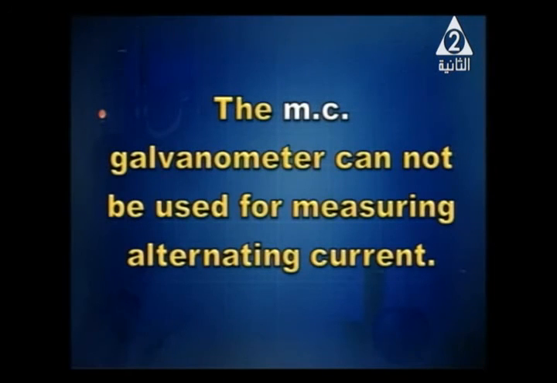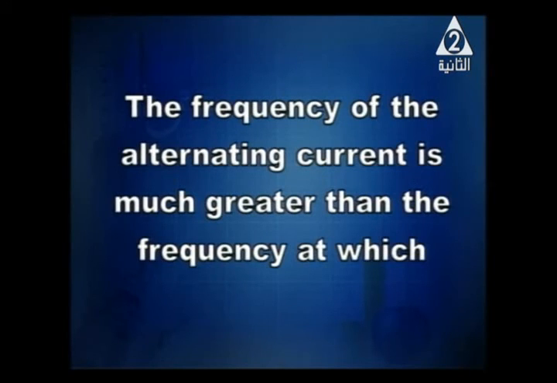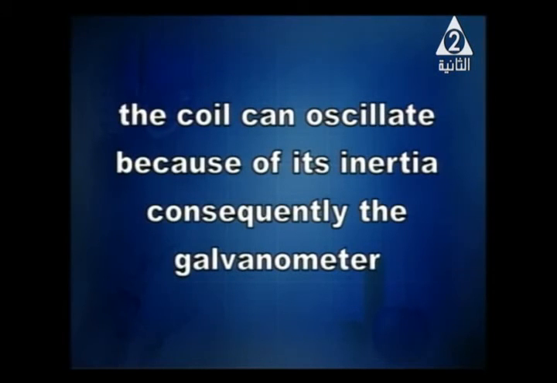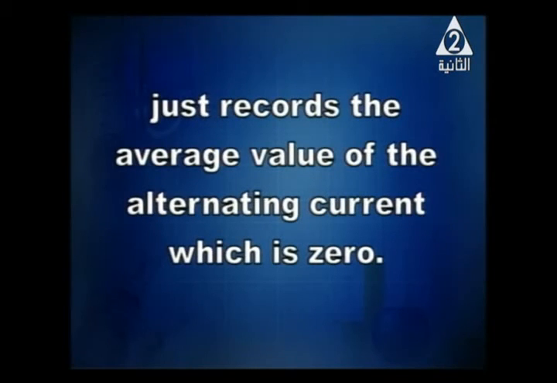The moving coil galvanometer cannot be used for measuring alternating currents. As a matter of fact, the frequency of the alternating current is much greater than the frequency at which the coil can oscillate because of its inertia. Consequently, the galvanometer just records the average value of the alternating current, and the average value of the alternating current is 0.